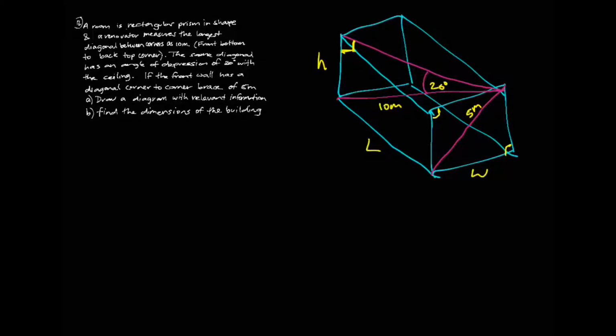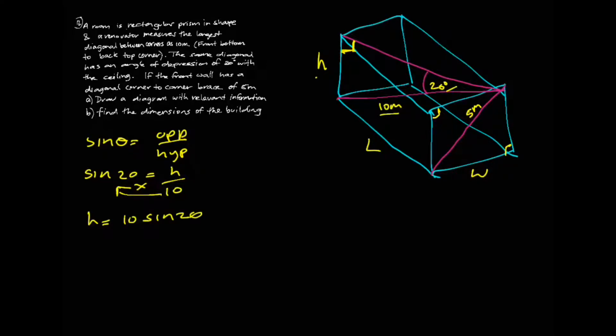Okay, firstly we can find H straight away because we've got two pieces of information for this triangle here. We've got the hypotenuse and we've got the angle. So we can say we're finding opposite. So we've got sine theta is equal to opposite on hypotenuse. So sine 20 equals H on 10. That comes over to multiply, and that gives us H equals 10 sine 20, which equals 3.42 meters. So put that in here, 3.42 meters.